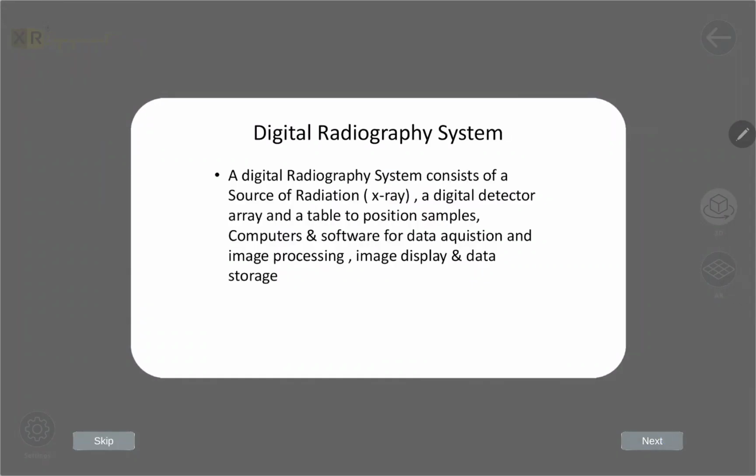A digital radiography system consists of a source of radiation, usually X-ray, a digital detector array, and a table to position samples. Computers and software are used for data acquisition, image processing, image display, and data storage.